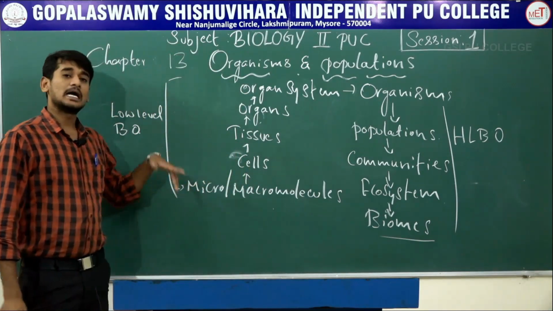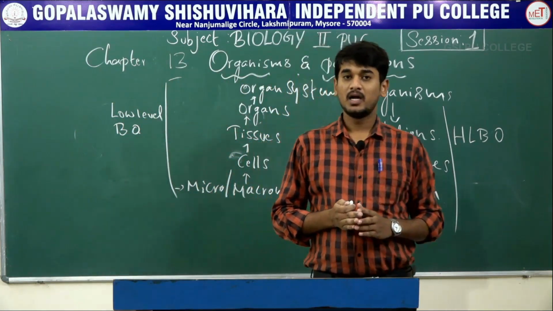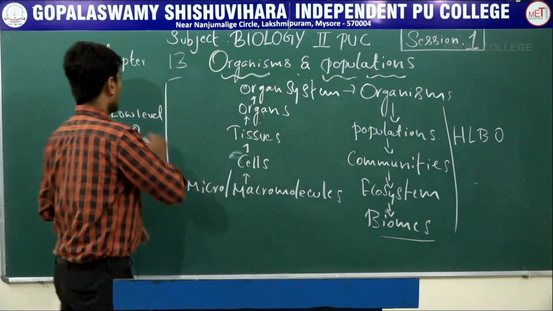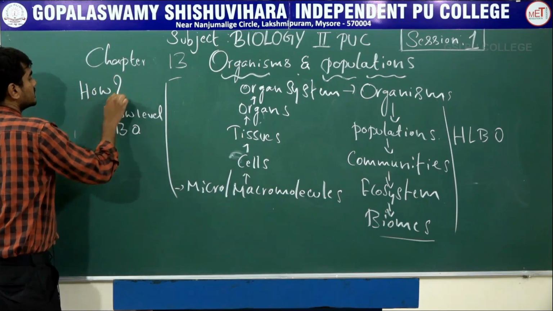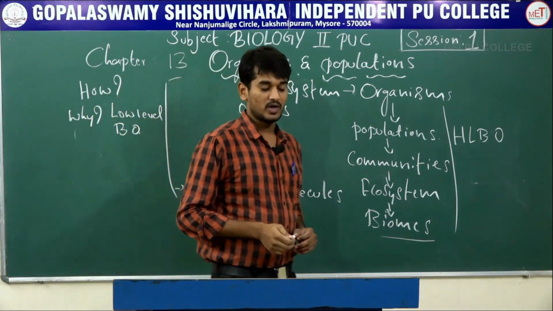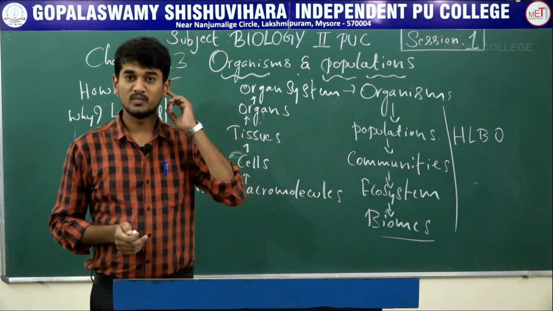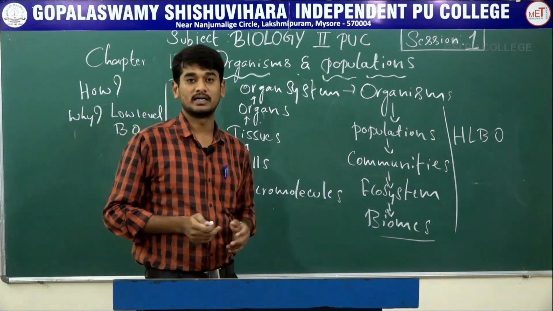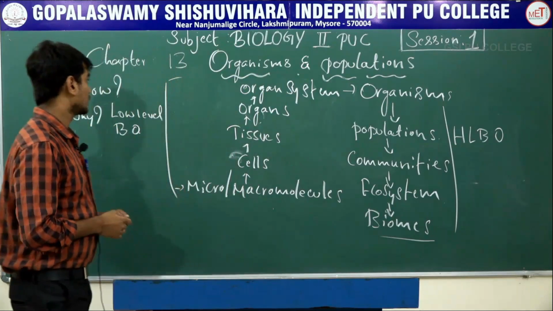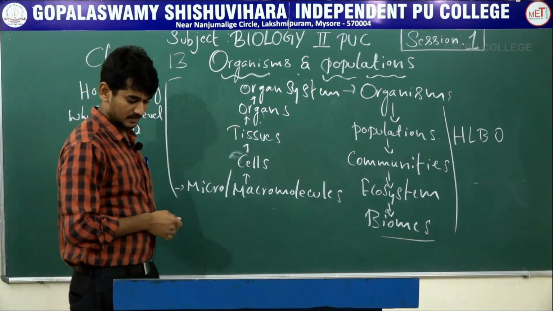Okay. At any level of biological organization, we can ask two types of questions: how and why. For example, when we hear the bulbul bird singing in the early morning in the garden, we can ask two types of questions. How does the bird sing, and why does the bird sing?